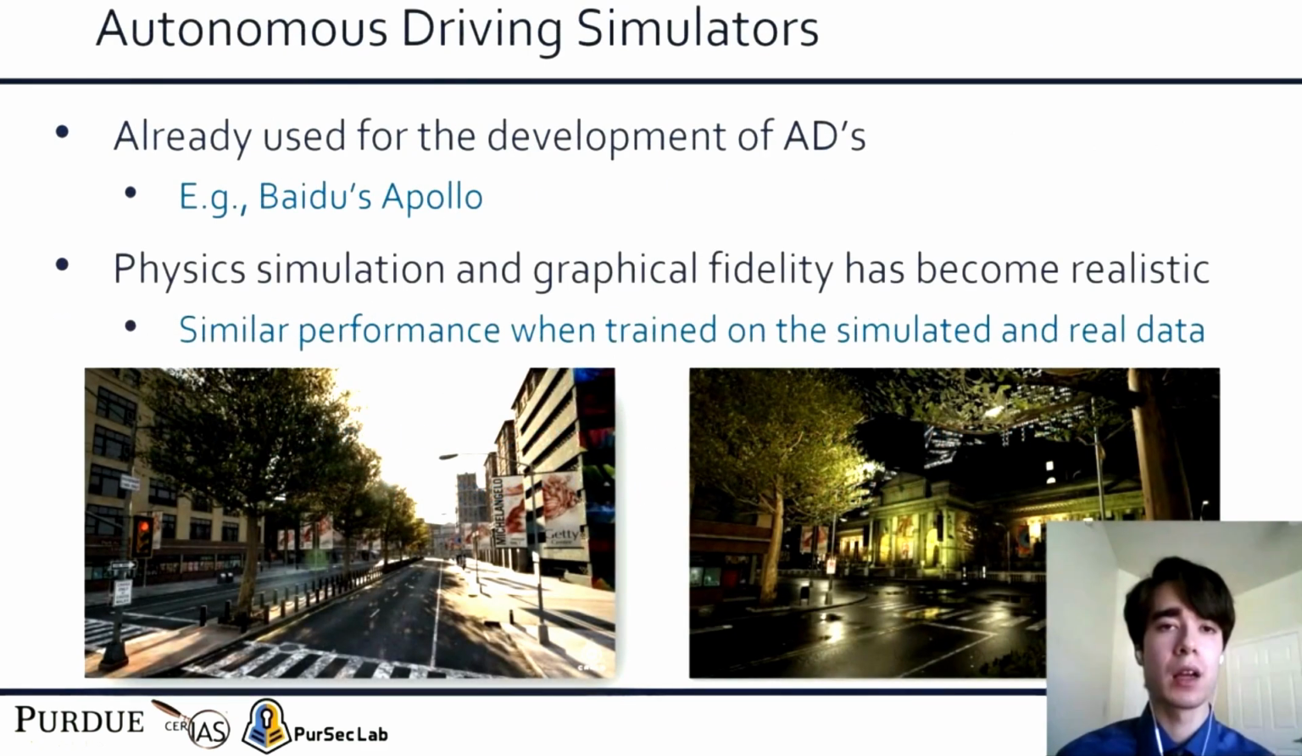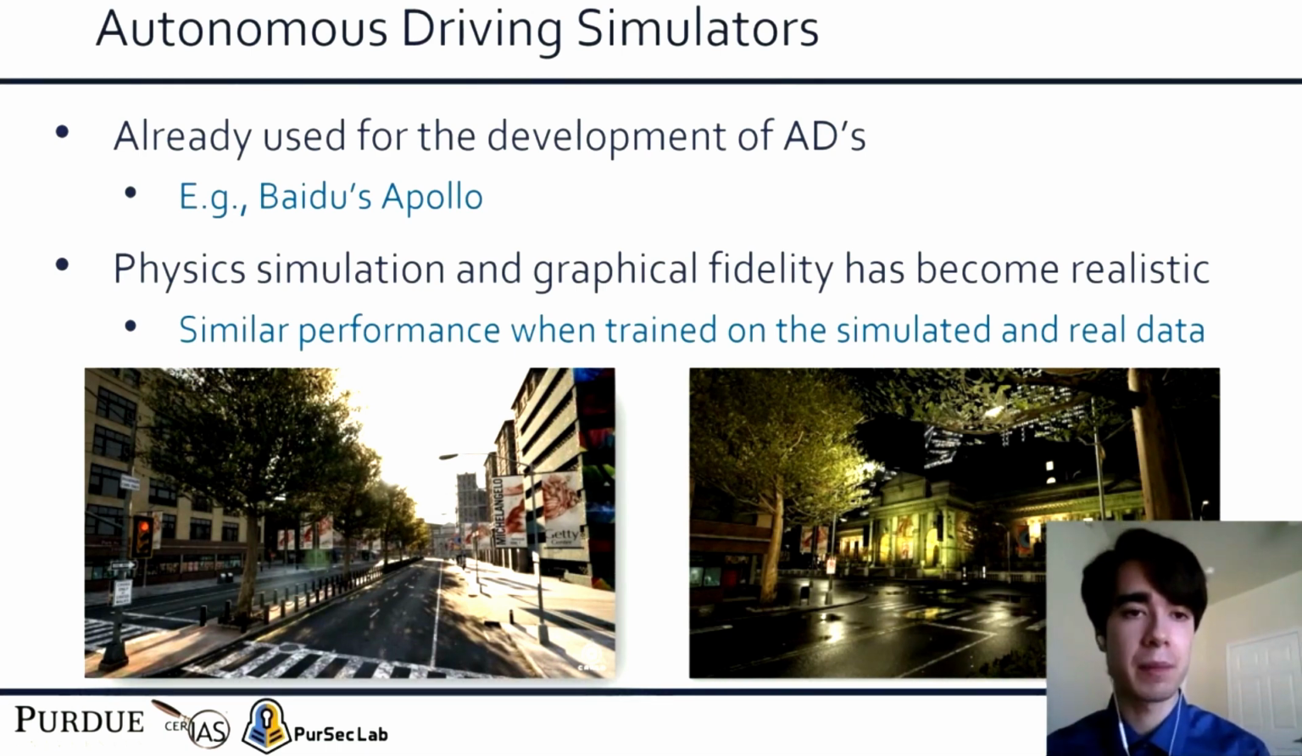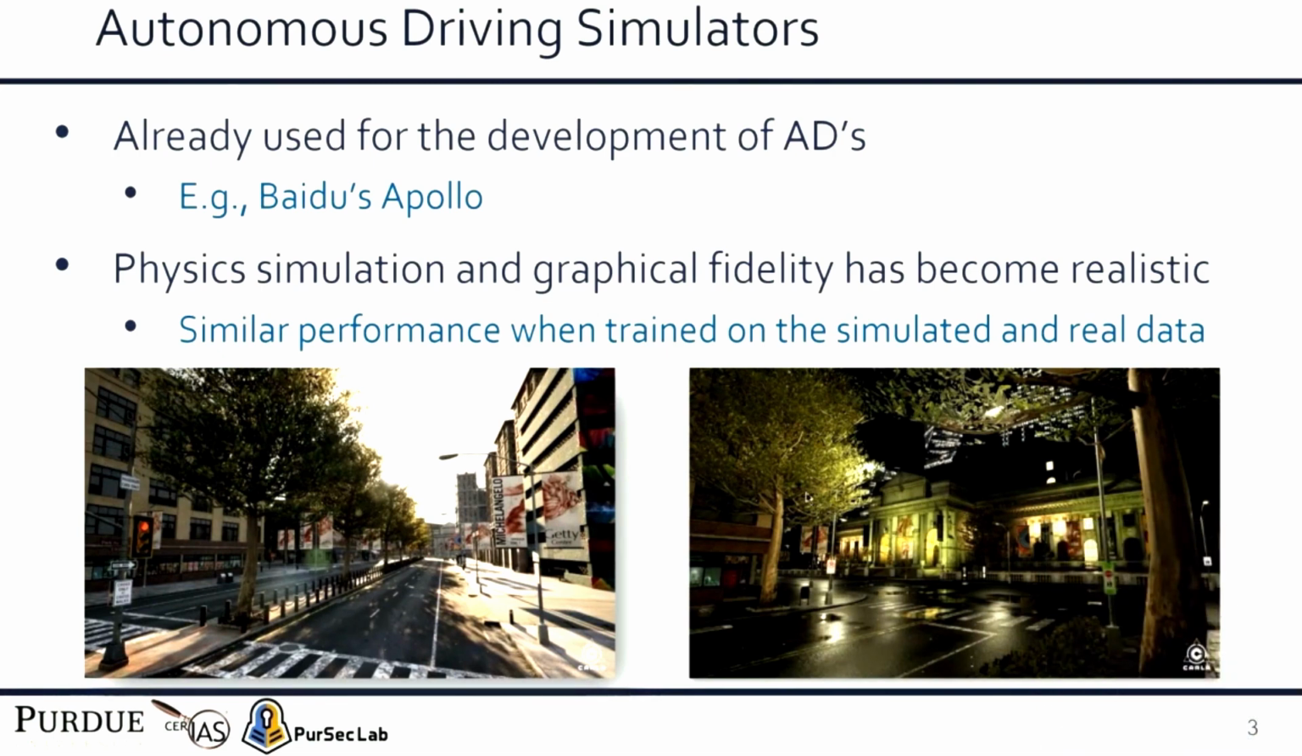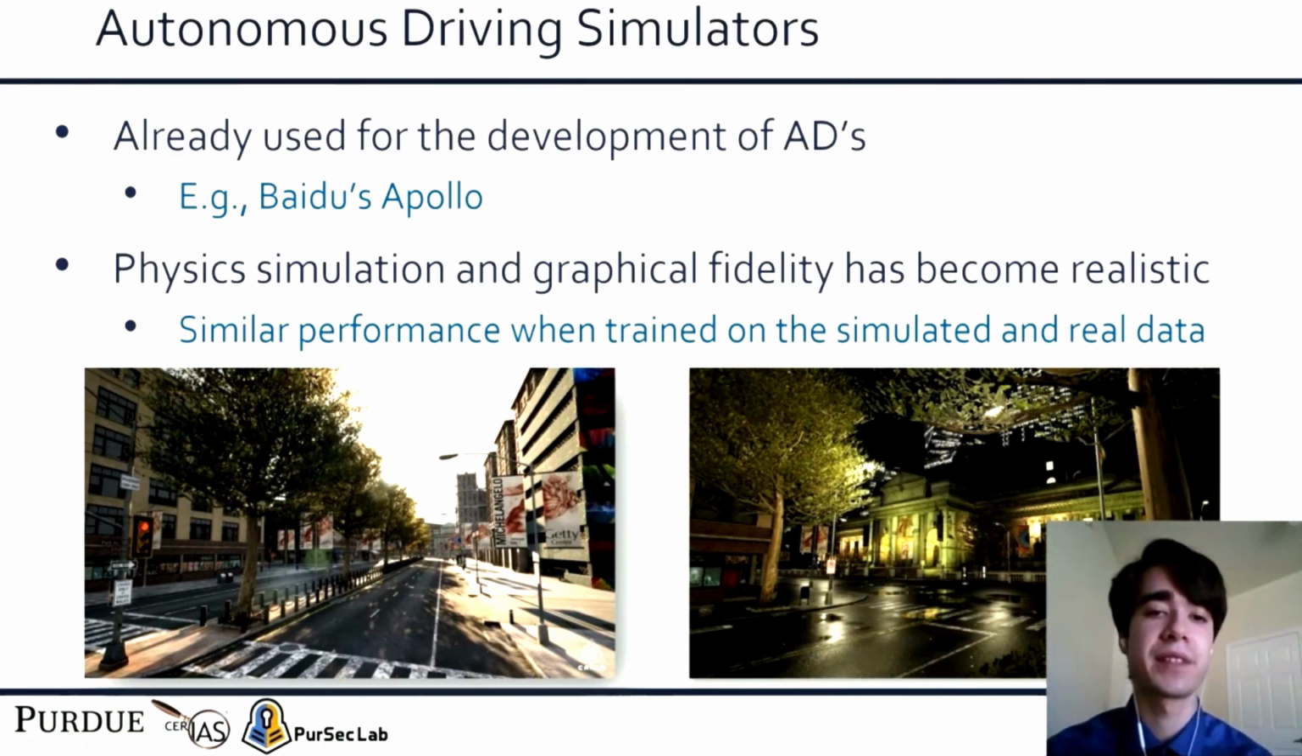So we have autonomous driving simulators, which lessen the workload of having to go out and collect data. They allow you to use different environments and control traffic. They're already being used for the development of autonomous driving, for example, Baidu's Apollo. The reason this works is that physics simulation and graphical fidelity have become so realistic now with simulators. I've included 2 screenshots of the Carla simulator, which our system DRIVETRUTH is built on, and you can see that they look very realistic. And in actuality, machine learning algorithms have similar performance when trained on simulated and real data.